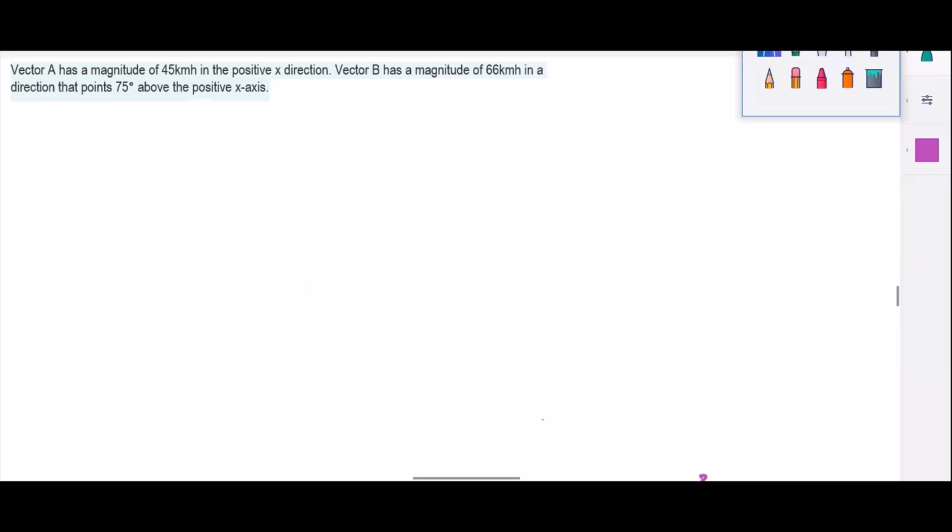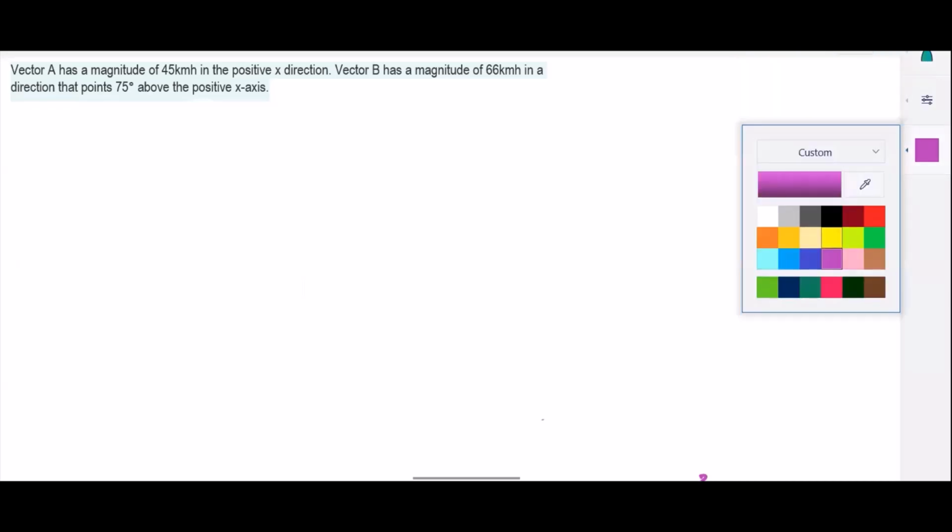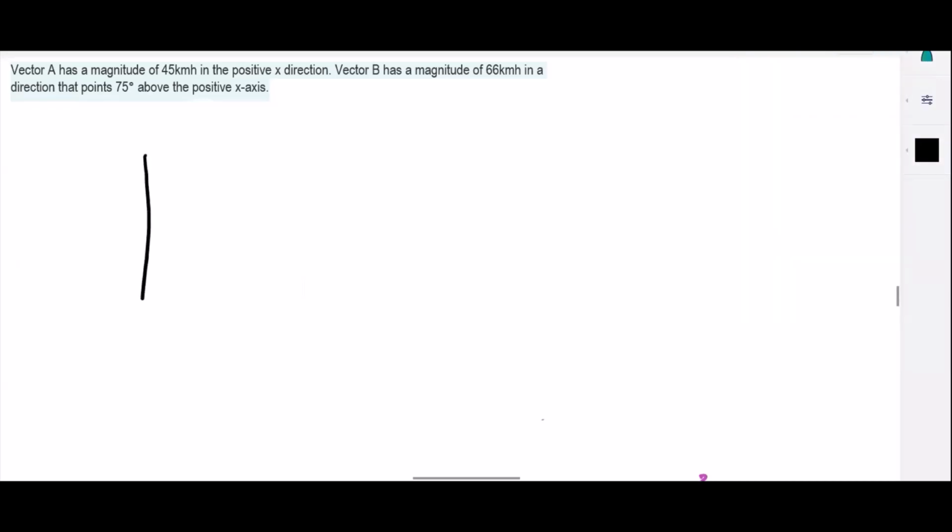Vector A has a magnitude of 45 kilometers per hour in the positive x direction. Vector B has a magnitude of 66 kilometers per hour in a direction that points 75 degrees above the positive x-axis. Let's say we're going to do some subtraction here. First, let me draw my coordinate system. Again, here's the positive x-axis, here's the positive y-axis. Let's say we want to do some subtraction.